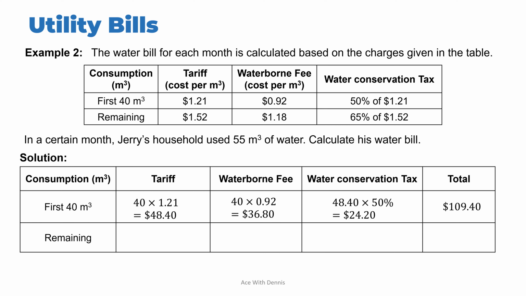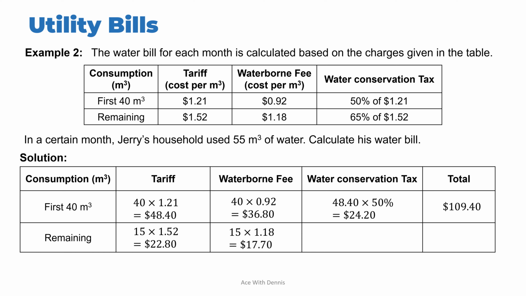So now the next one is the remaining. So he has used 55 meters cube. So we have calculated the first 40 meters cube. So the remaining is 15 meters cube. So it's 15 times $1.52, which you get $22.80. Then followed by the water bond fee. So 15 meter cube times with the rate, which is $1.80, and we get $17.70.